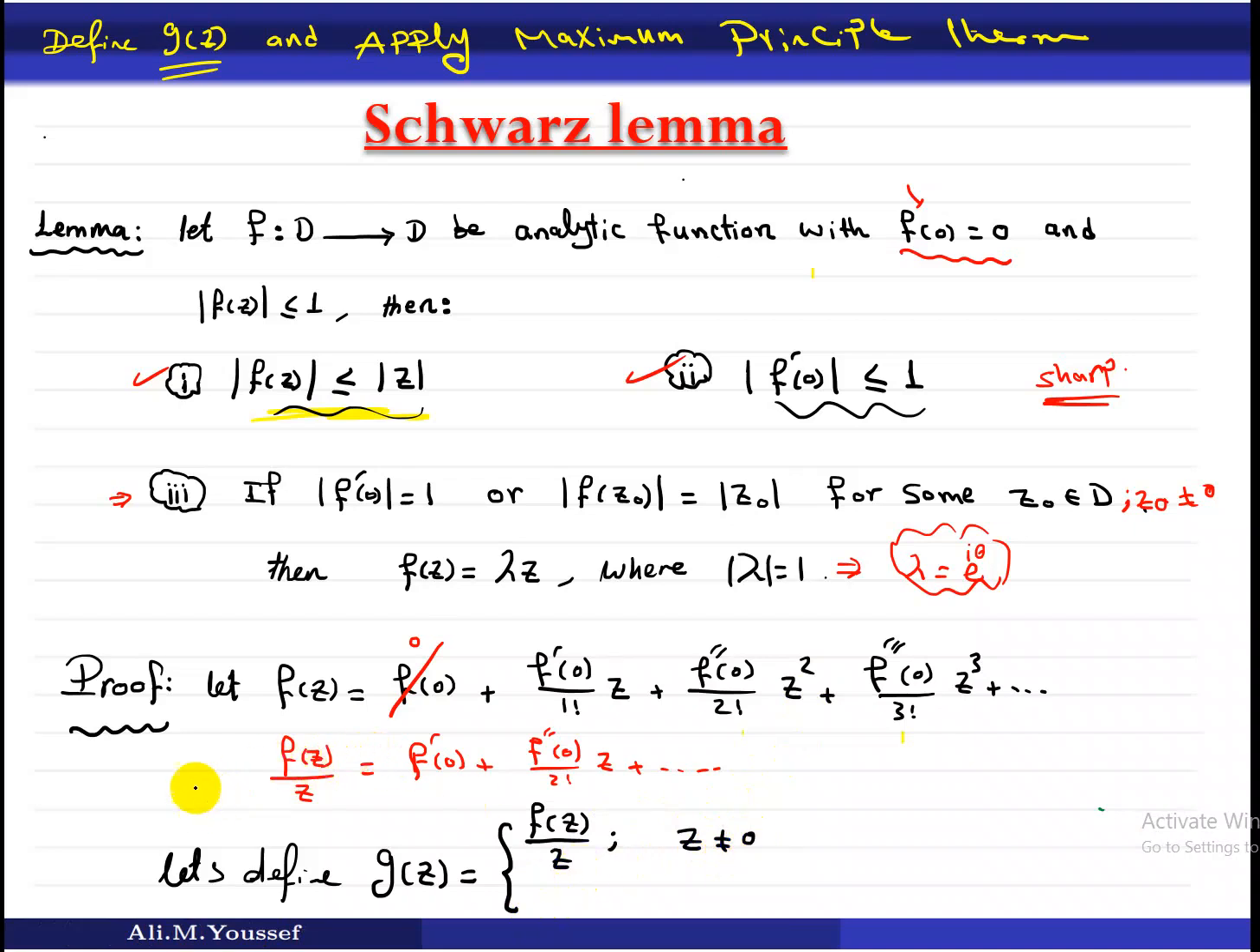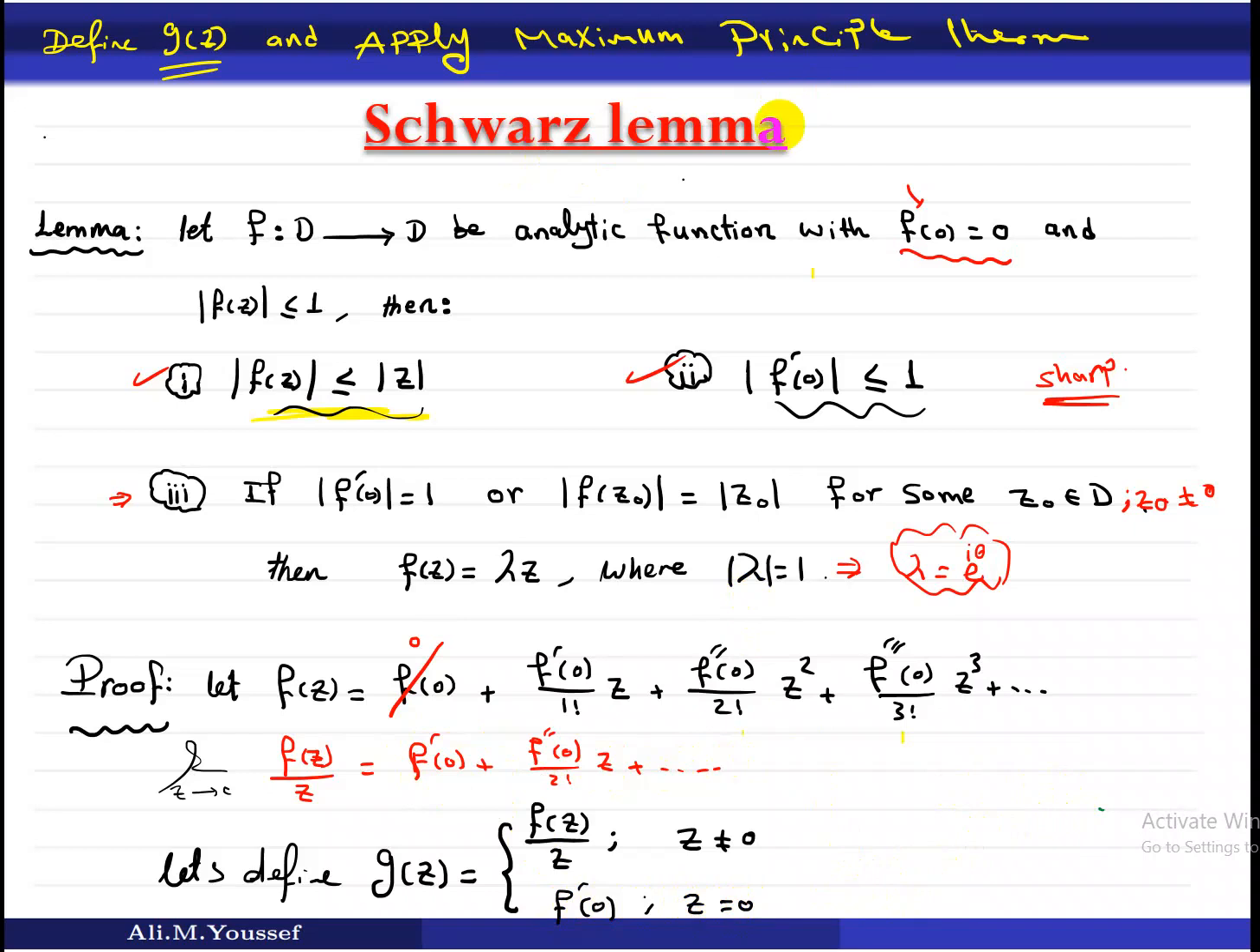And also if we take the limit here, when z goes to 0, we can say that all of these terms are equal to 0 except the first one, f'(0). Be careful. This function g(z) is a continuous function on the unit disk and also an analytic function on the unit disk. Why? Because we want to apply the maximum principle theorem.